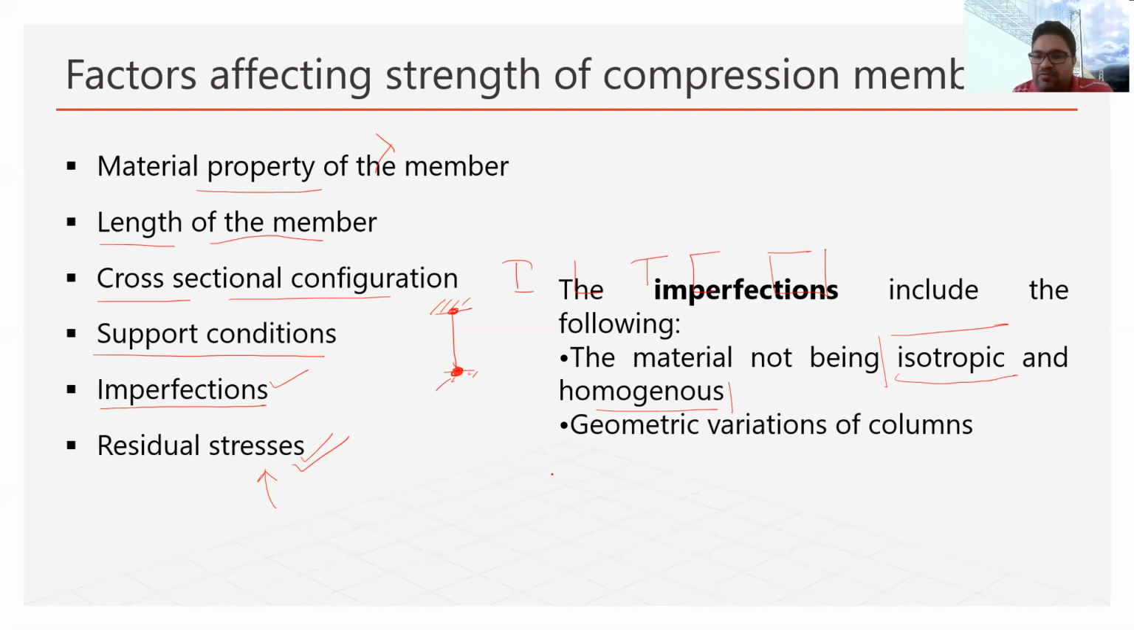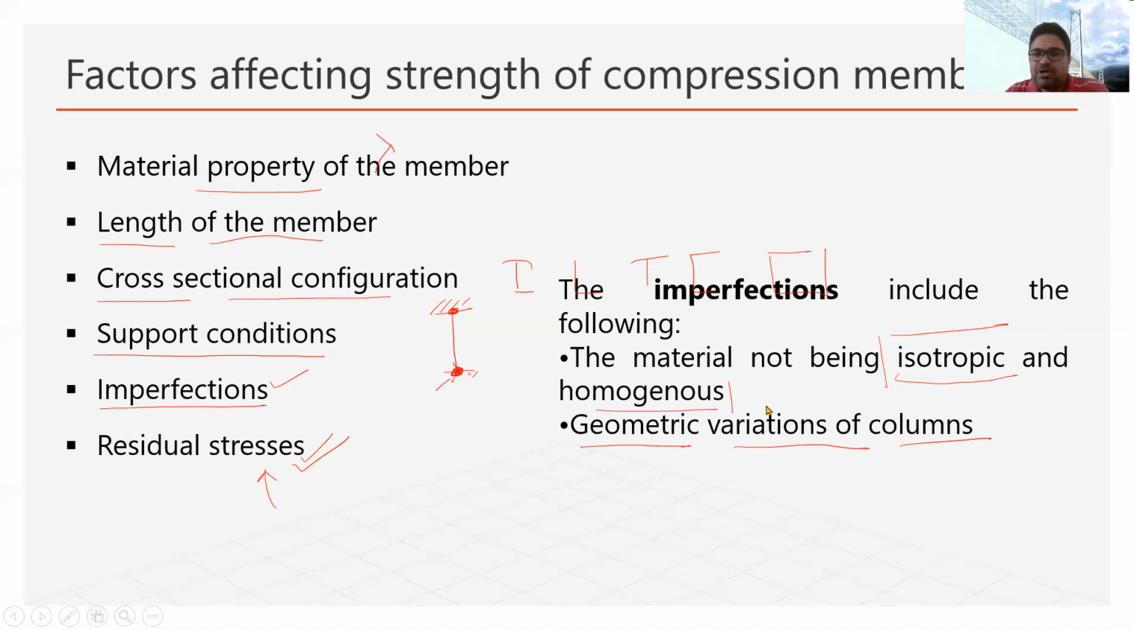Similarly, geometric variation: in the Euler column, we have considered that the member is initially straight, but it may not always be possible that a real column is straight. It may have some rough texture, or some crookedness in the initial stage. That will affect the strength of the member.